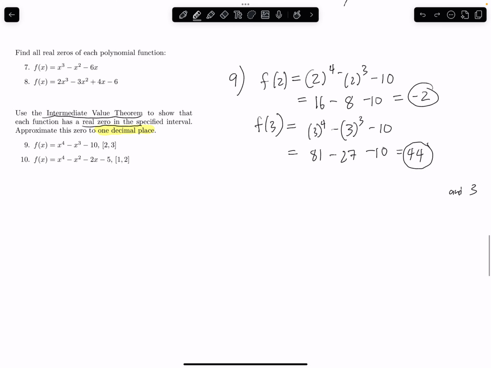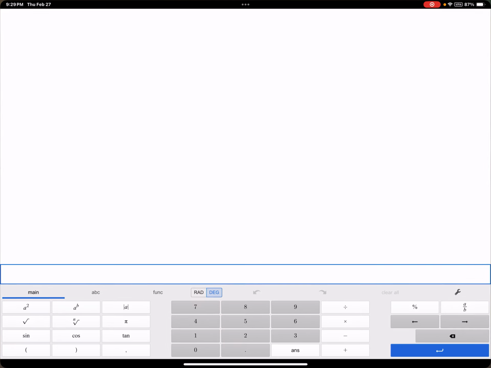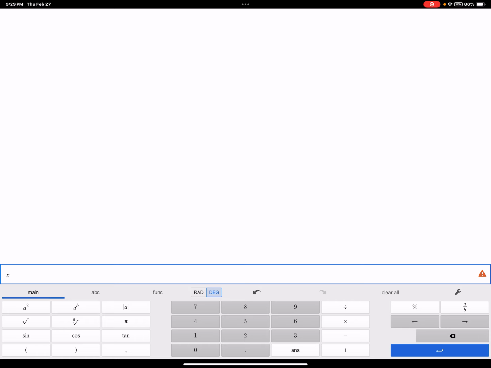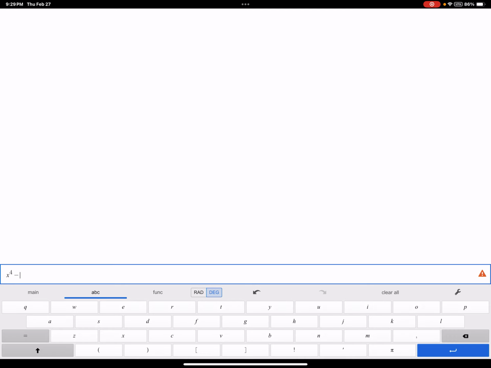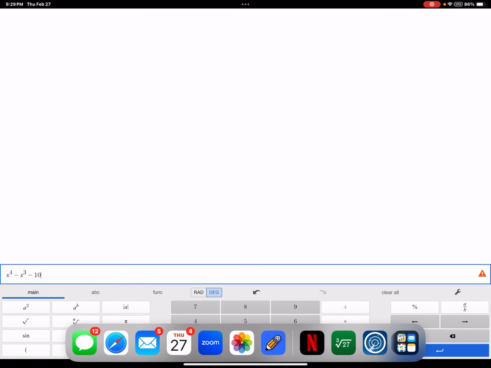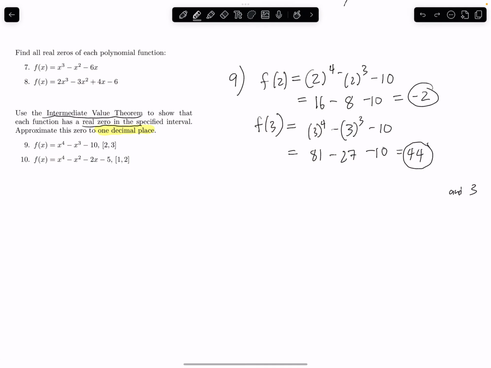Okay, so here I'm looking for x to the 4th minus x cubed minus 10, right? So here's using the Desmos calculator. I'm just going to type that in because this is kind of a tedious computation otherwise. X to the 4th minus x to the 3rd minus 10, right? Is that what it was? X to the 4th minus x cubed minus 10, yeah.